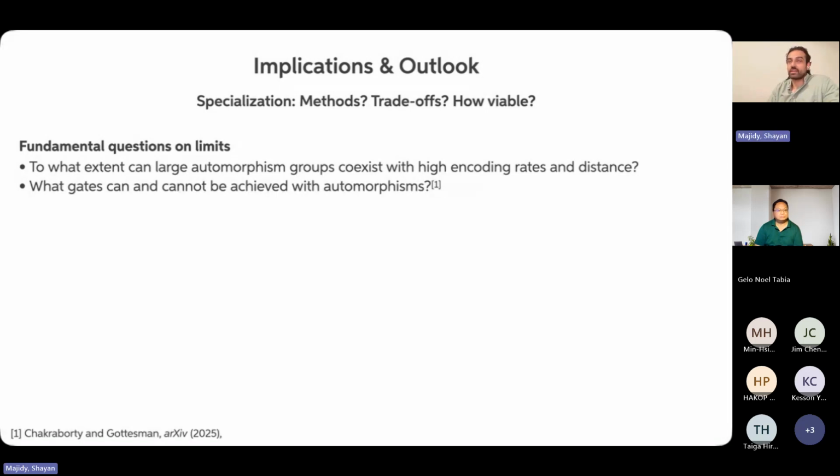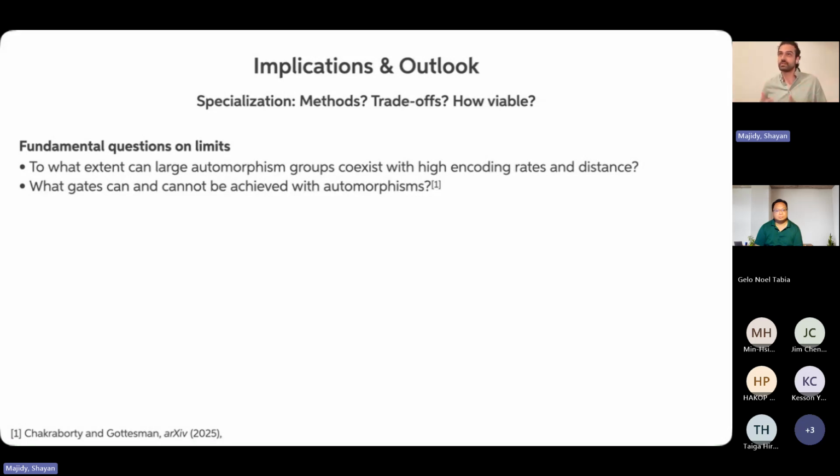What gates can and cannot be achieved with automorphisms? So for the first bullet, with phantom codes, we saw that you need an exponential, you need 2 to the k physical qubits for k logical qubits. Is that something fundamental to automorphism codes, codes with a lot of automorphisms?